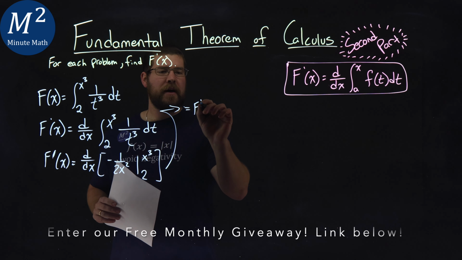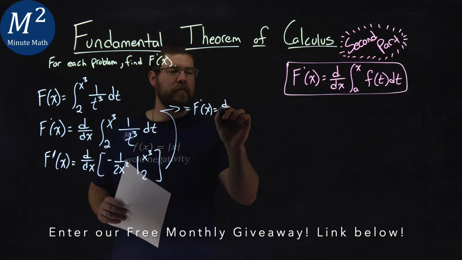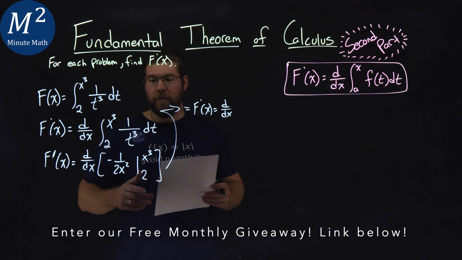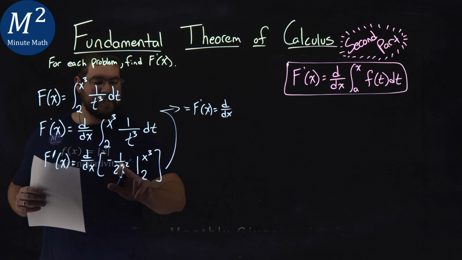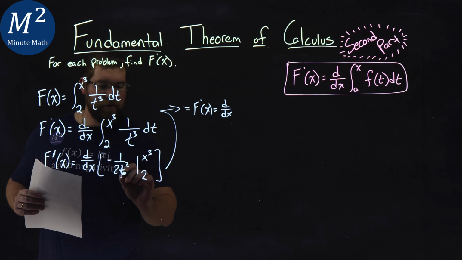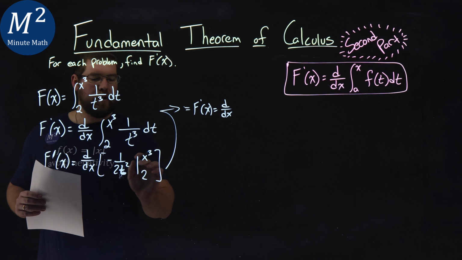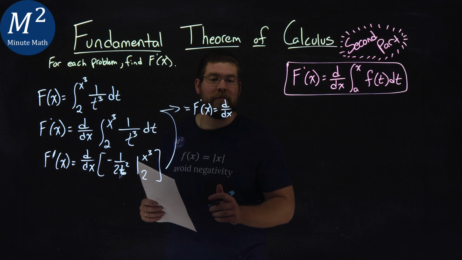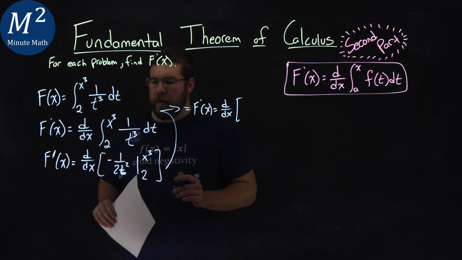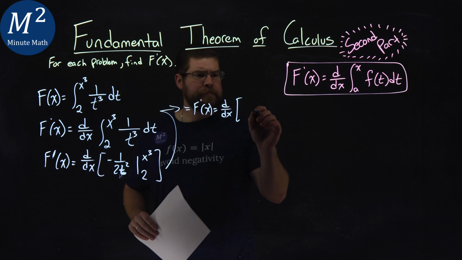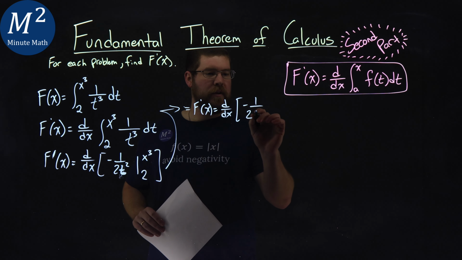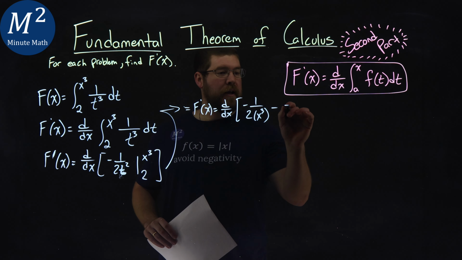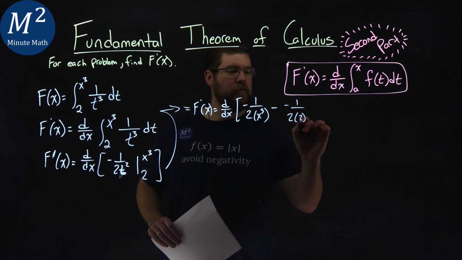We have f prime of x now equal to d over dx. And what we want to do is plug in first x cubed. Oh, that's a t. We need to keep this in terms of t because that was the derivative. We're plugging x cubed in for t. Don't forget that. So we plug x cubed in for t. So we have a negative 1 over 2 times x cubed squared, minus, when we plug 2 in, a negative 1 over 2 times 2 squared.